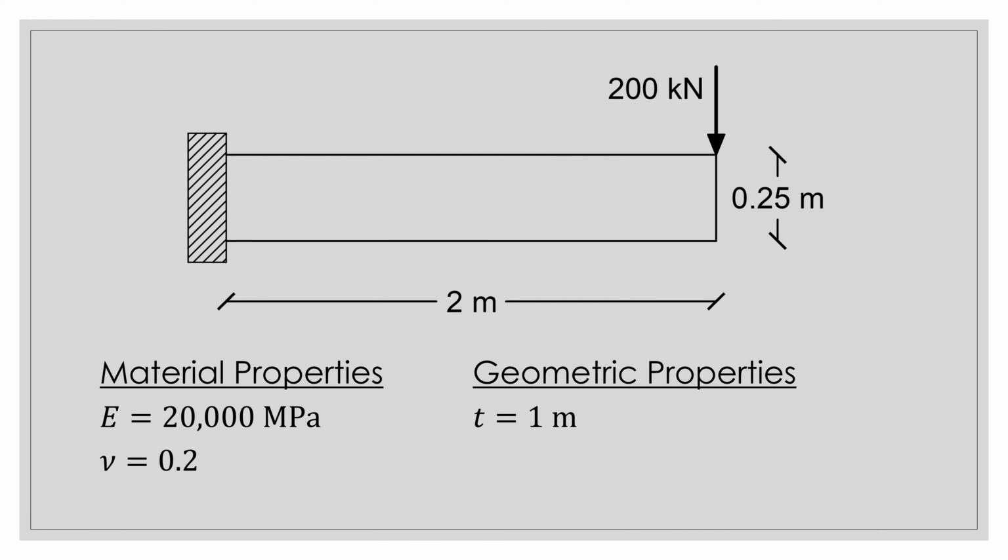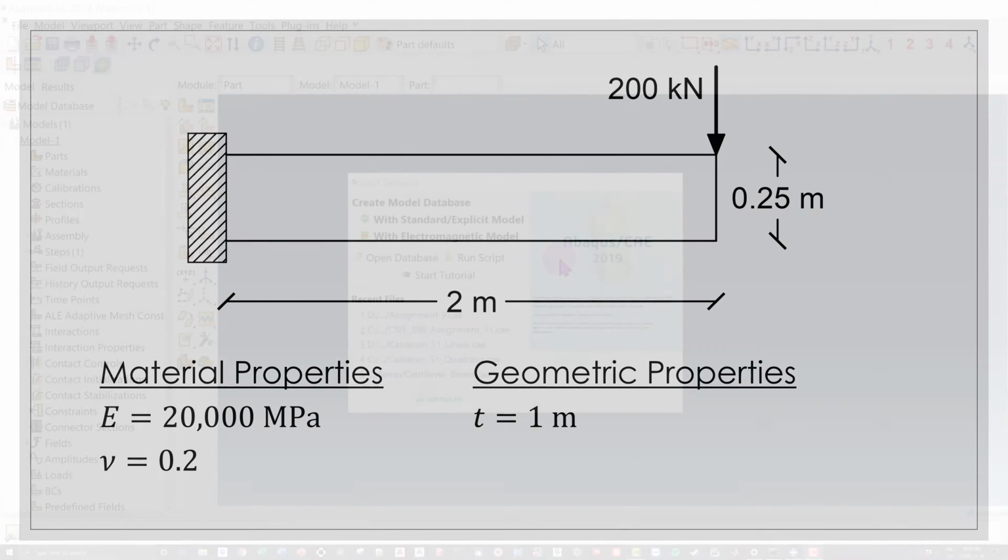So now that we know the material properties and the geometric properties, in addition to the loading and boundary conditions of this beam, we can solve for it or approximate it in ABAQUS. So we're going to jump on over to ABAQUS and I'm going to show you how to do this.